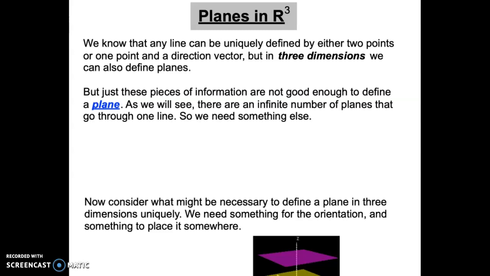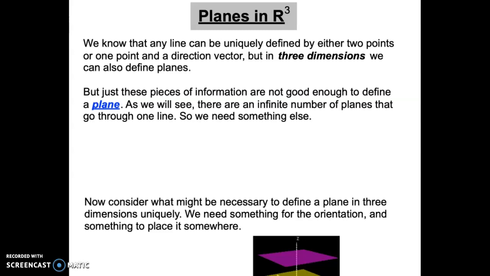So today we're going to look at planes in 3 dimensions. So we know that a line can be uniquely defined by 2 points or 1 point and a direction vector. It doesn't matter if it's a 2-dimensional line or a 3-dimensional line, it's the same rules. In 3 dimensions, we can also define something called planes. To define a plane, we're going to need more information than a point and a direction vector. We'll see we'll actually need 2 direction vectors and a point.